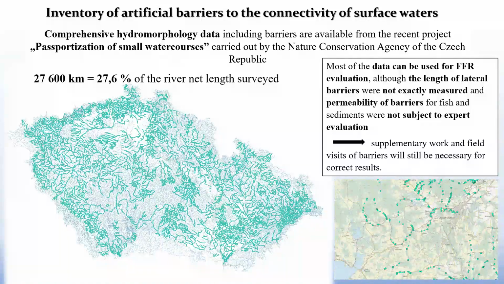And these data can be used for free-flowing river evaluation, but still the length of lateral barriers was not exactly measured, and also the permeability of barriers for fish and sediments was not subject to expert evaluation, so there still will be some supplementary work and field visits to have the free-flowing river status assessed correctly.